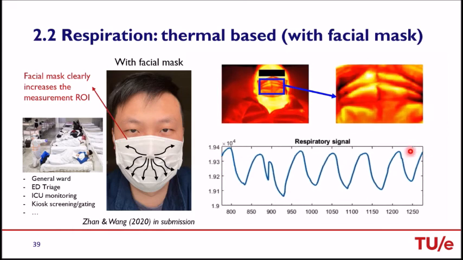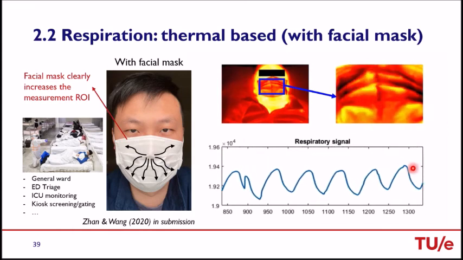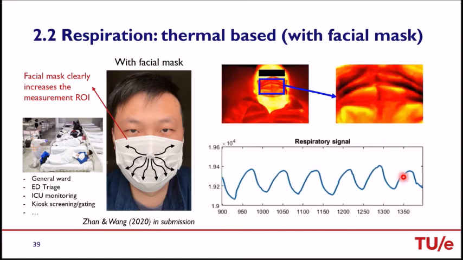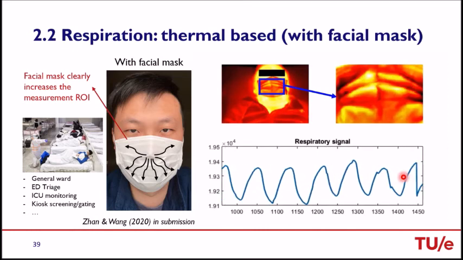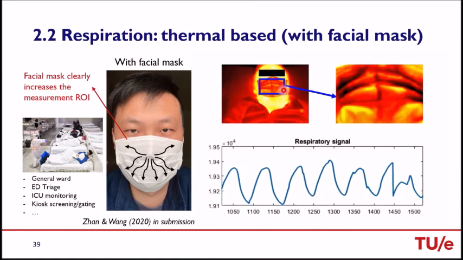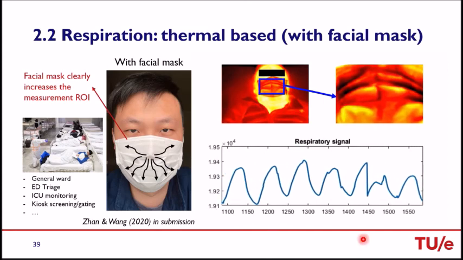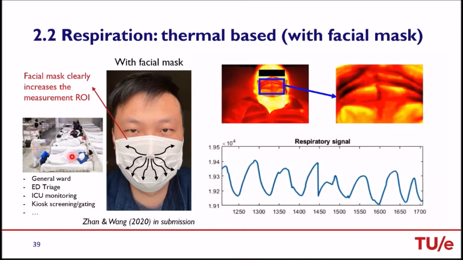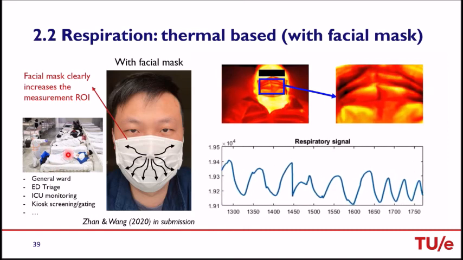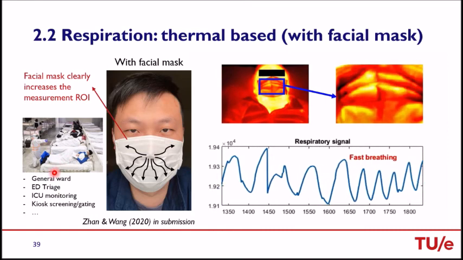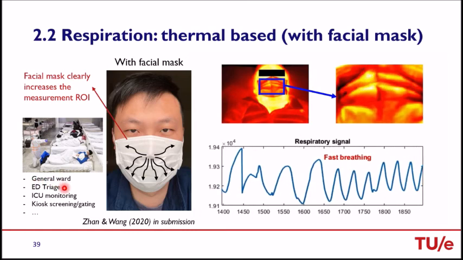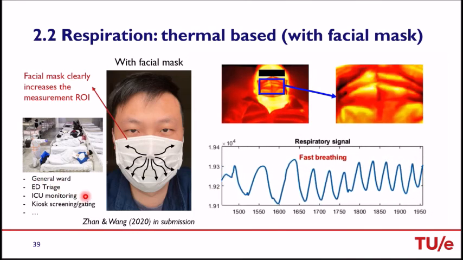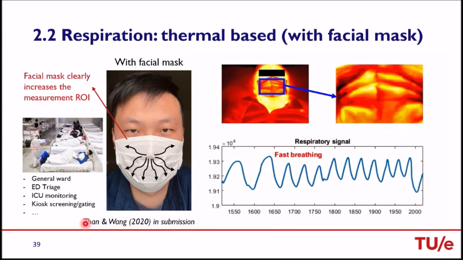And this is different from the motion-based measurement, because motion is still kind of a surrogate of the respiration. But this one is really due to the airflow. And this method can be used for hospitals or clinics, especially in the RFID case, for the general ward, for emergency department triage, for ICU monitoring, or kiosk screening and gating.